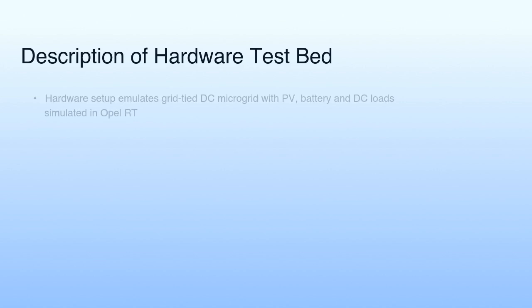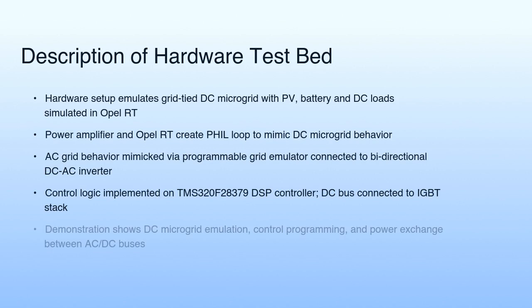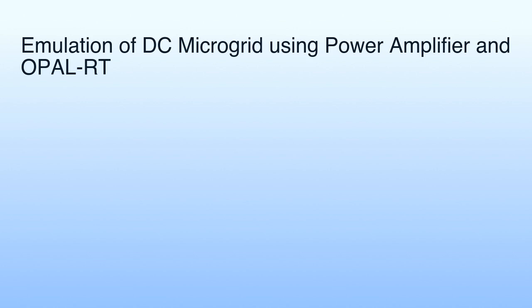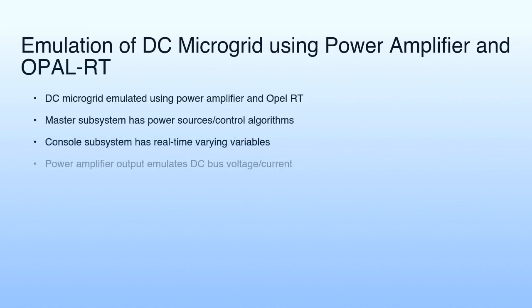The video then describes the hardware test bed, which emulates a grid-tied DC microgrid with simulated PV, battery, and DC loads, connected to a programmable grid emulator through a bi-directional DC-AC inverter. It showcases the emulation of the DC microgrid using a power amplifier and OPALRT, where the master subsystem contains power sources and control algorithms, while the console subsystem has real-time varying variables.